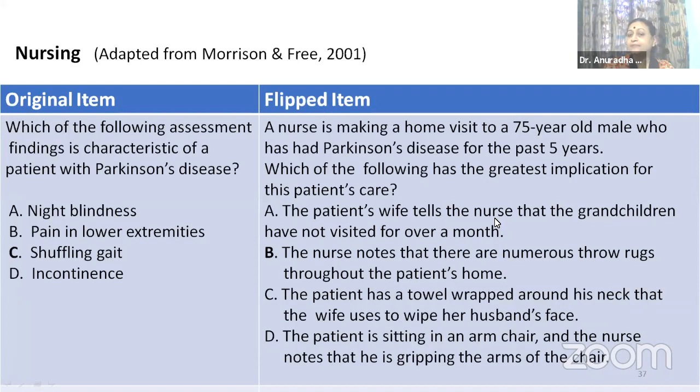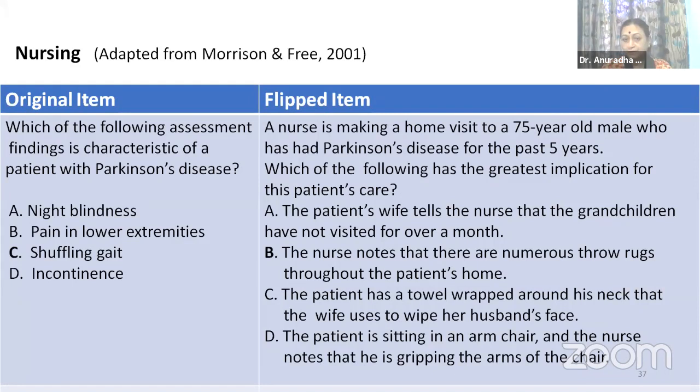A, the patient's wife tells the nurse that the grandchildren have not visited for over a month. B, the nurse notes that there are numerous throw rugs throughout the patient's home. C, the patient has a towel wrapped around his neck that his wife uses to wipe her husband's face. And D, the patient is sitting in an armchair and the nurse notes that he is gripping the arms of the chair.